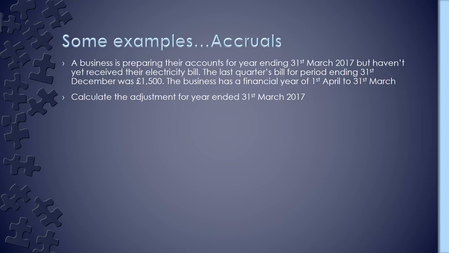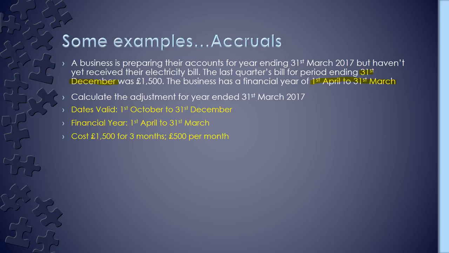Again, let's have a look at what we can pull out from this question. So, first of all, we know that the last quarter, so this is where you need to really read the question carefully, the last quarter's bill ended the 31st of December. Okay, so we know that a quarter is 3 months, so that bill that we last received was the 1st of October to the 31st of December. Our financial year runs 1st of April to the 31st of March.